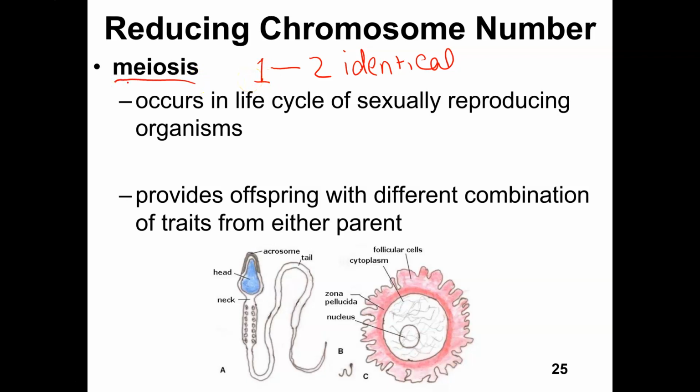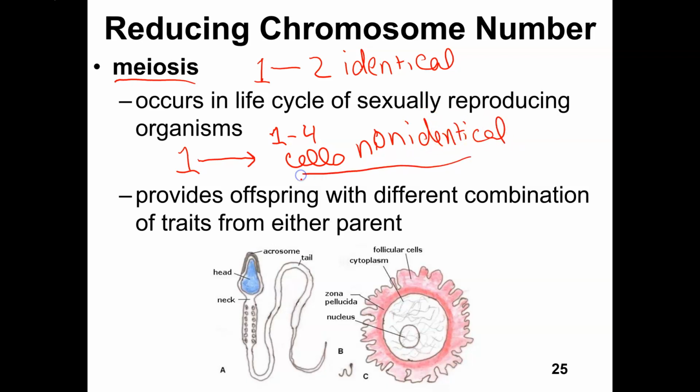Meiosis is a reproduction or a replication that takes one cell and ends with haploid cells, depending on the type of meiosis, 1 to 4 cells that are non-identical. And in doing that, it reduces the number of chromosomes, which is what it says up here. We're reducing chromosomes. So this occurs in the life cycle of sexually reproducing organisms.